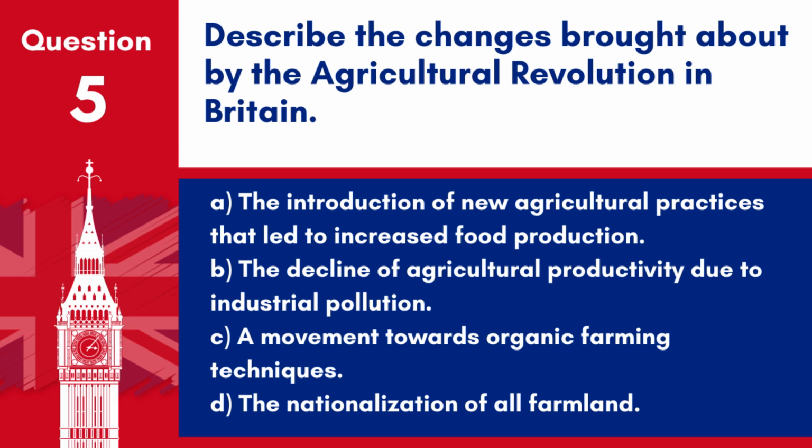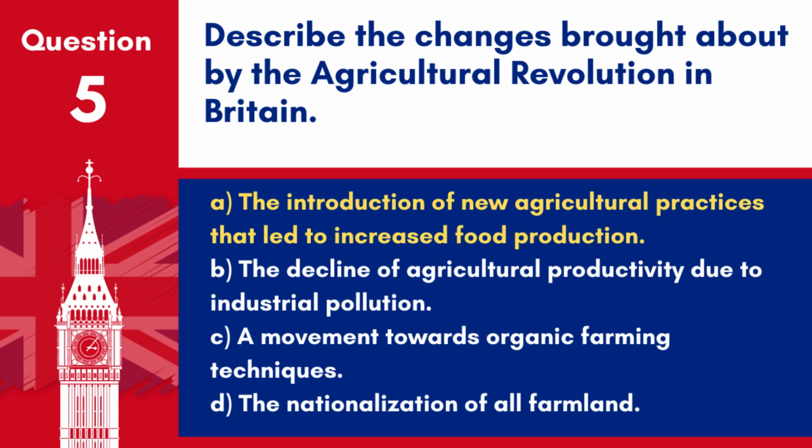A. The introduction of new agricultural practices that led to increased food production. B. The decline of agricultural productivity due to industrial pollution. C. A movement towards organic farming techniques. D. The nationalization of all farmland. Answer. A. The introduction of new agricultural practices that led to increased food production.